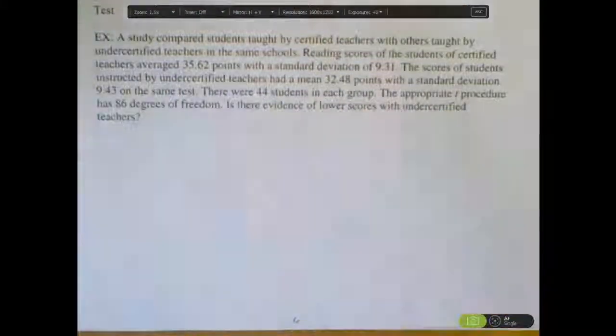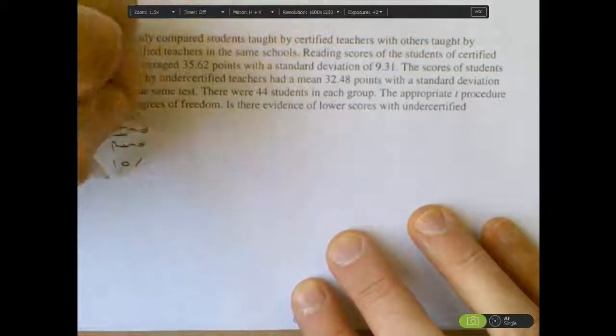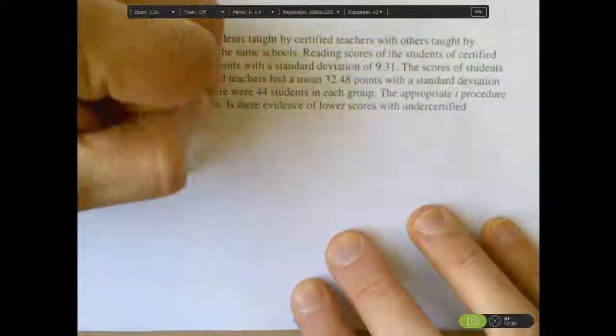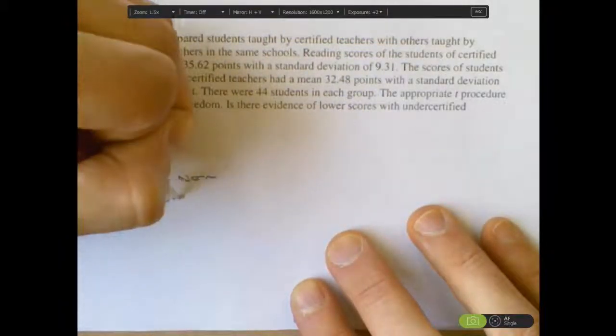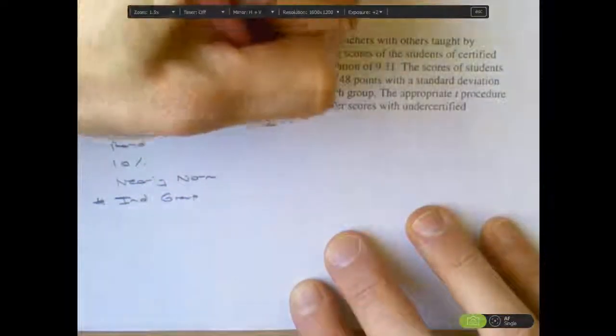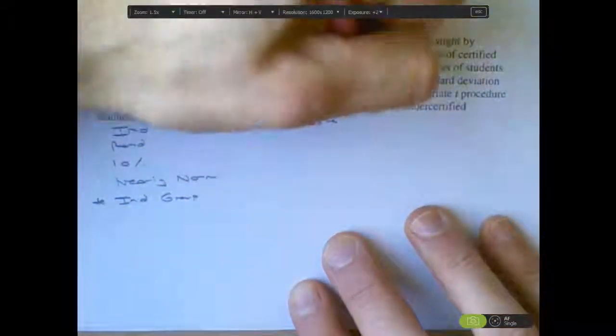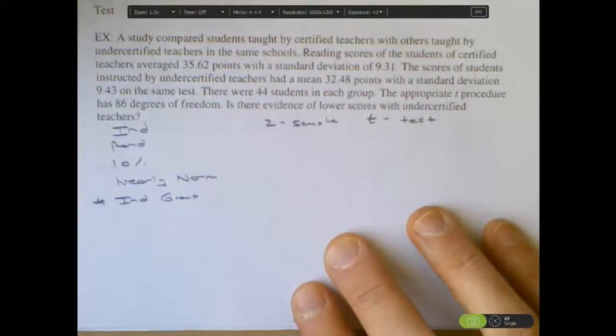Okay, your conditions are going to be the same. Independence, random, 10% for both groups, nearly normal for both groups, and independent groups, because we have 2 independent samples. This is now going to be a 2-sample t test.